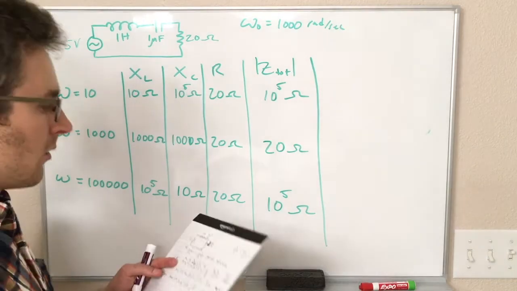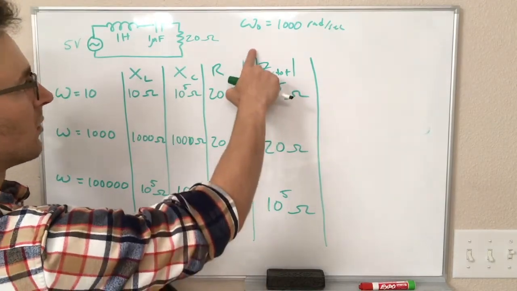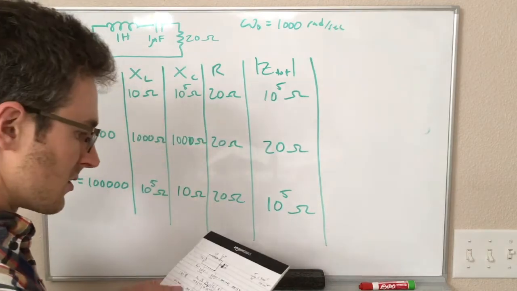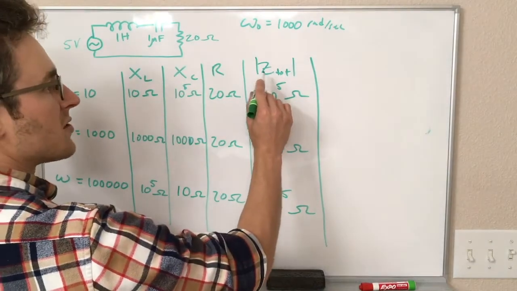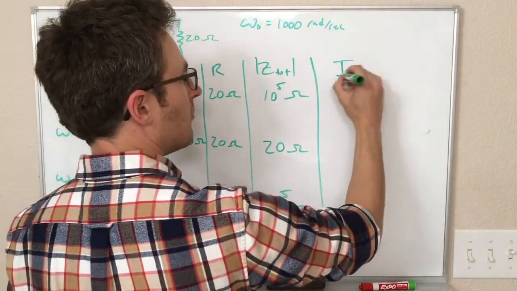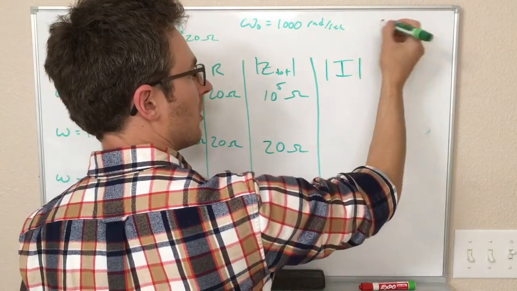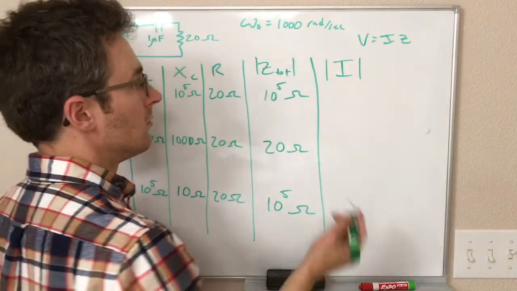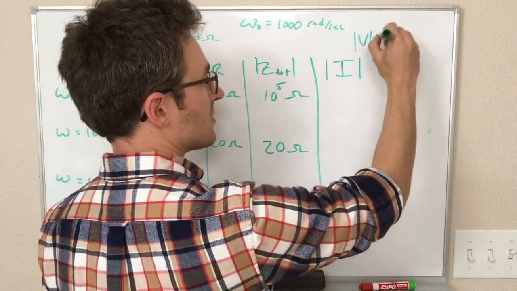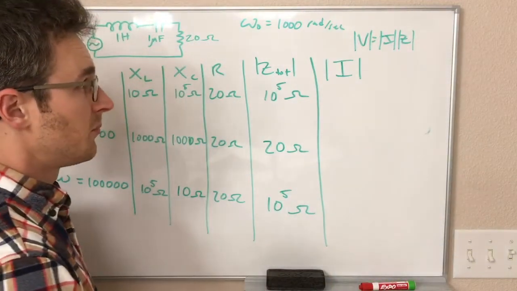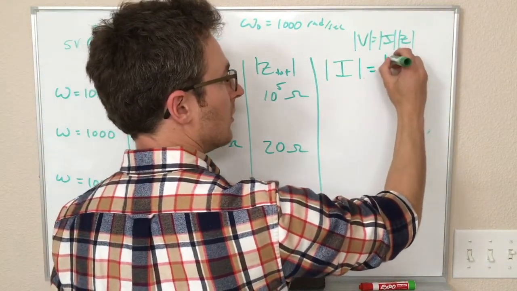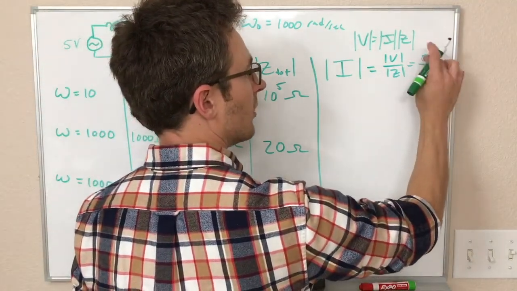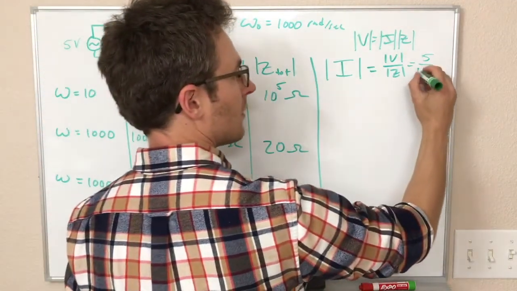So we did that. If we wanted Z total, we could put j's or minus j's on these, but the magnitude is good enough for us. If we know this magnitude, we can find the magnitude of the current. Remember, Ohm's law is V equals IZ, and if these are all complex numbers, we can also just take the magnitude of each, and this equation is also true, which means the magnitude of I is just equal to the magnitude of V over the magnitude of Z, which is just 5 over whatever this column is here.